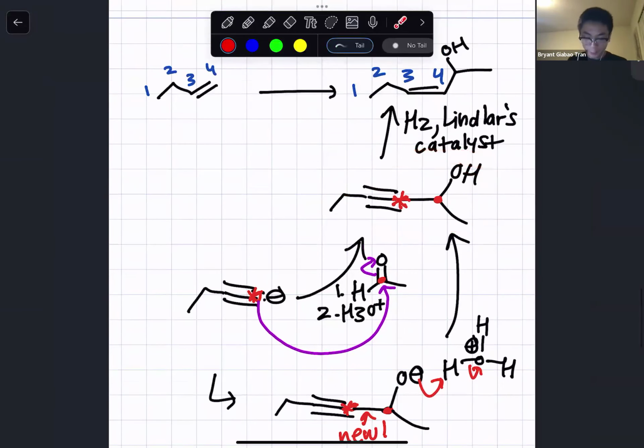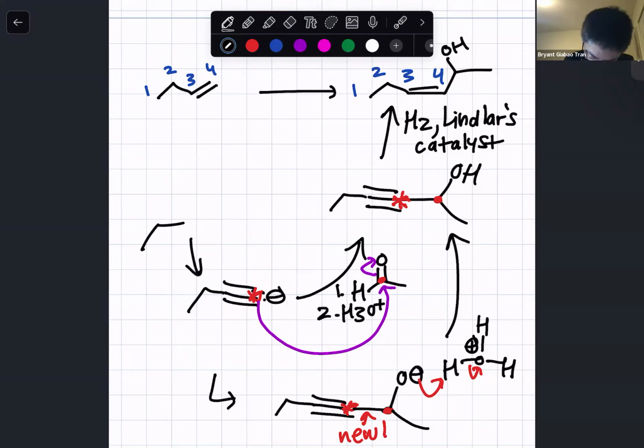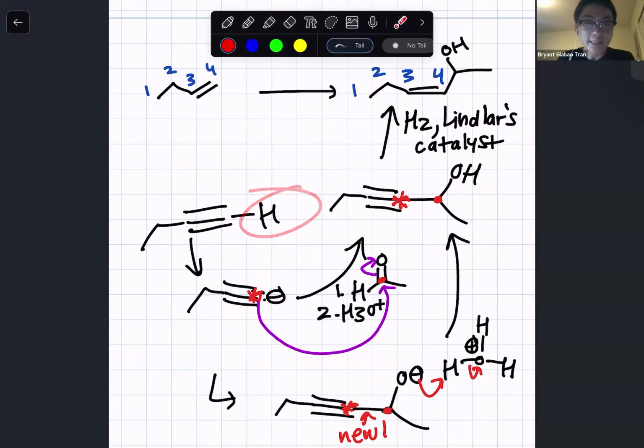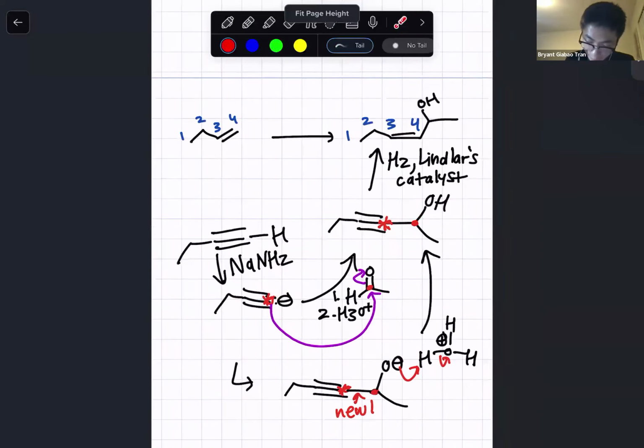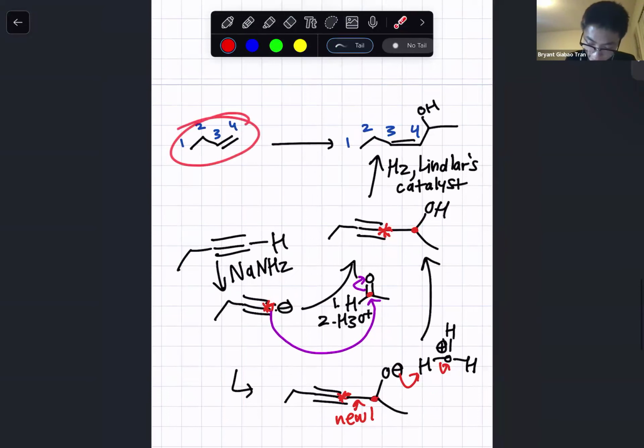Now, let's figure out a way how to make this alkynyl anion here. We said that the alkyne sp C-H is acidic, right? We could use a strong base that could rip that proton off and make this carbon here a negative charge. The strong base that could rip that proton off is NaNH2, right? So now let's figure out a way on how to make that alkene into this alkyne right here.